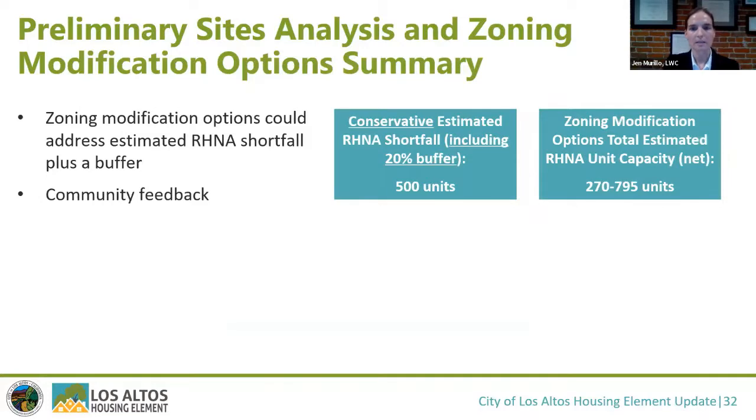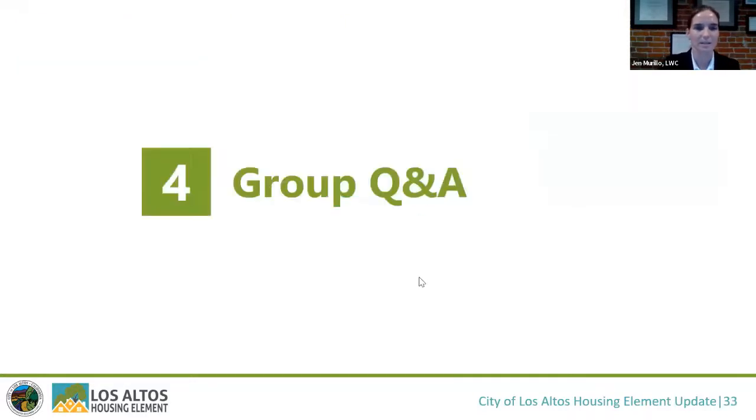So just in summary, the zoning modification options we're talking about here do provide a capacity range that could address the estimated RHNA shortfall, including a buffer. So at this stage, we're looking for feedback on these ideas and our preliminary analysis to help us make refinements and incorporate those into the draft housing element. So thank you again for your time. We really look forward to your questions and discussion. Thank you. Next slide, Dave.